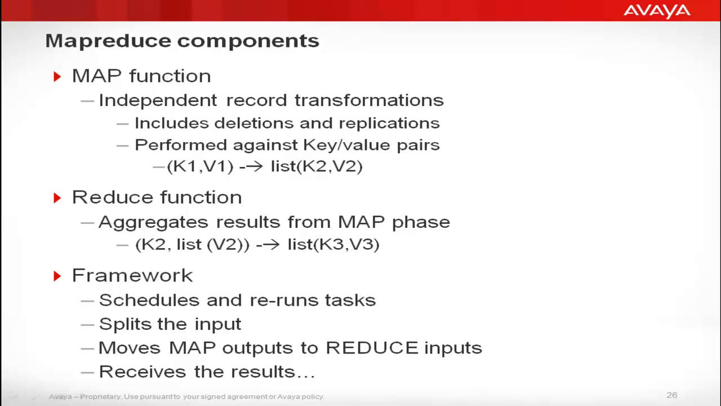The components of MapReduce are relatively simple. First, there is the map function, which provides for the metadata context within the cluster. So there is an independent record transformation that is the representation of the actual data that is stored. This includes deletions, replications to the system. For analytics, the function is performed against key-value pairs.